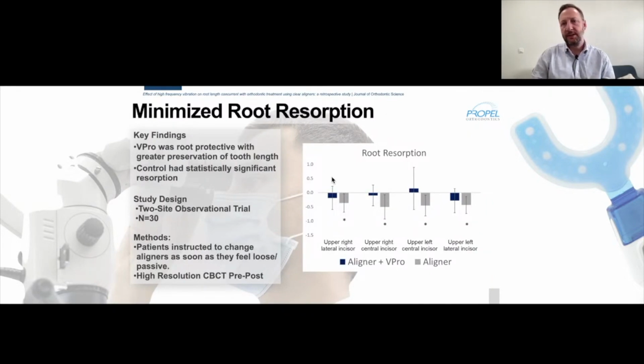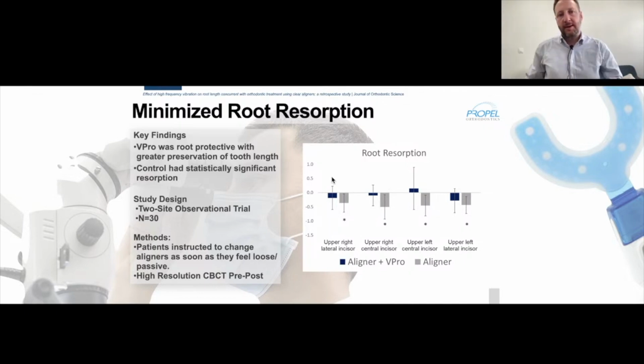Also a good study here. A lot of doctors ask me a lot of times about the root resorption. Daniel, you are telling me that I can change in 5 days, but it will create more force, it will increase the root resorption. And the reality is that it is the opposite, because remember, I'm not going to increase force. I'm using the same set of aligners. I'm just adding the high frequency vibration.